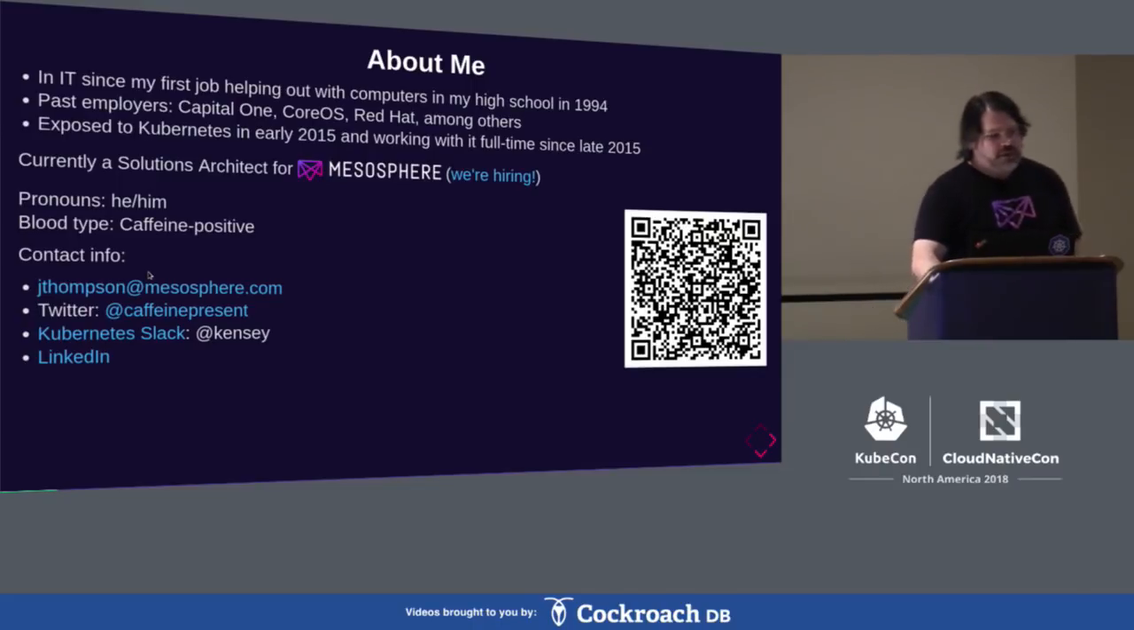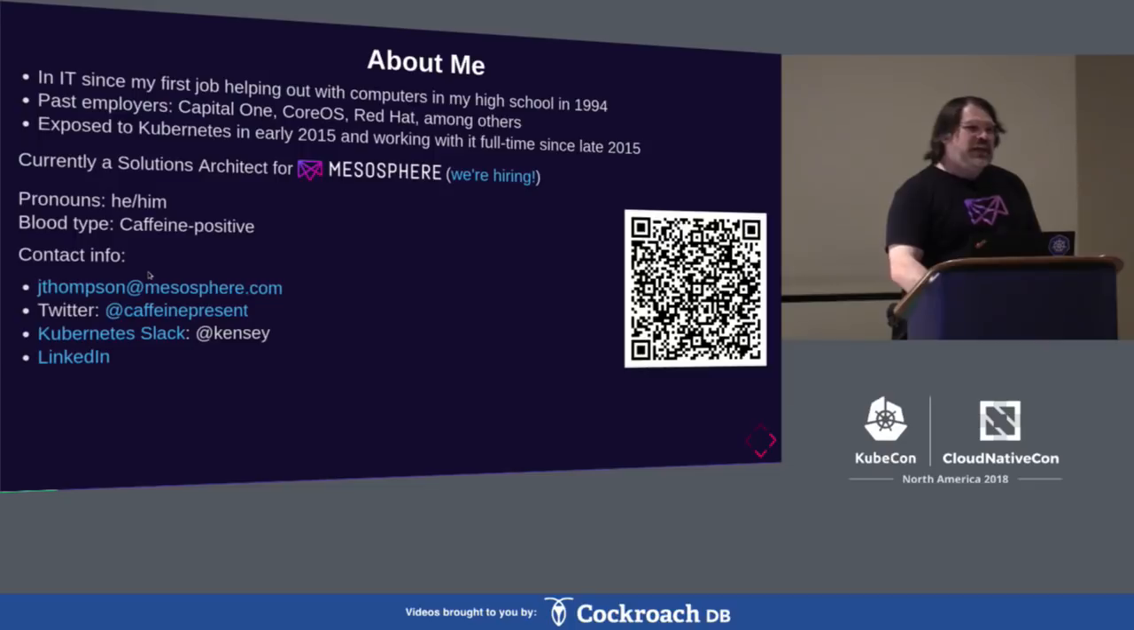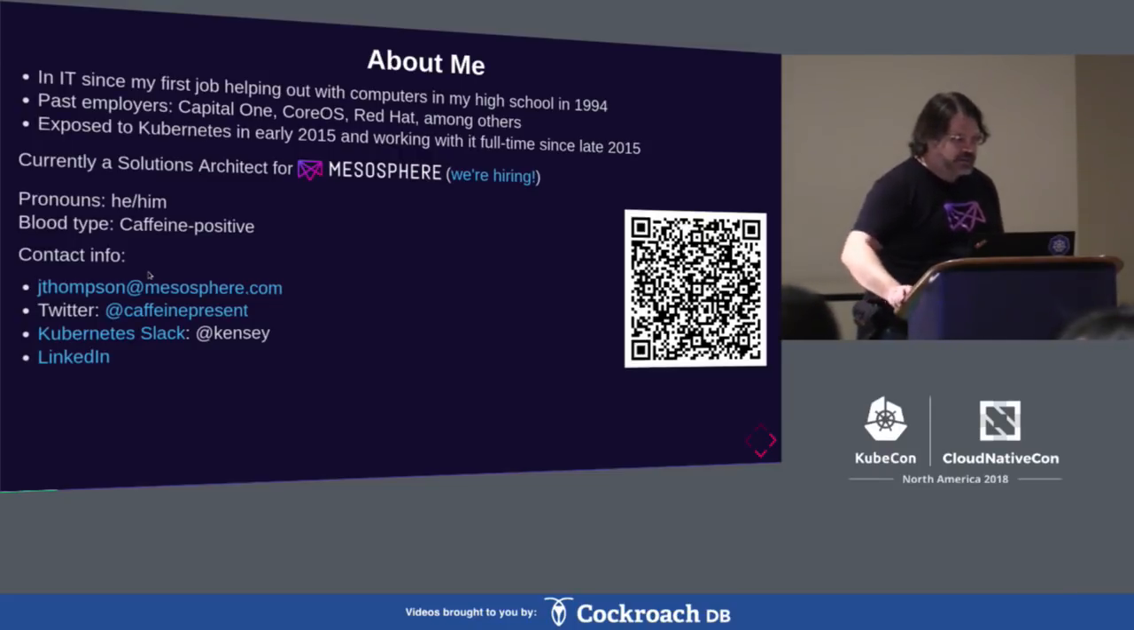This is some basic info about me. I've been in IT for close to 25 years now. I've worked for Capital One, CoreOS, Red Hat. Shout to anybody in the room who's worked for those places before. I started with Kubernetes in early 2015, so I'm at least as new as most of you are. I've been working with it full-time since late 2015 when I joined CoreOS. I currently work at Mesosphere. We are hiring. Come see me. Come to our booth. Pronouns, he and him. Blood type, caffeine positive. That's probably the most important thing on this slide.